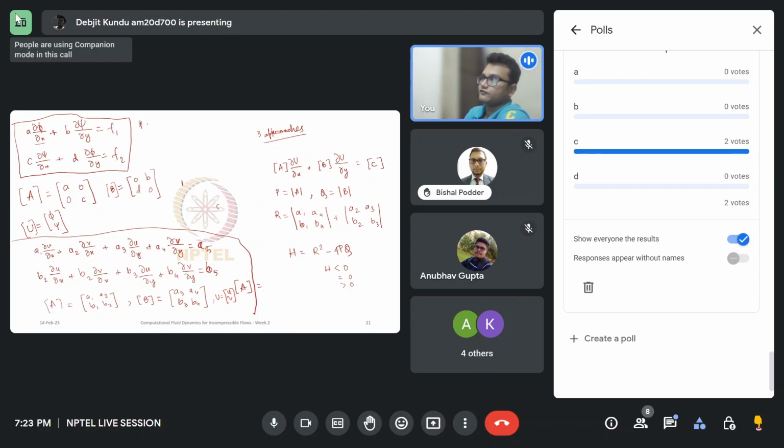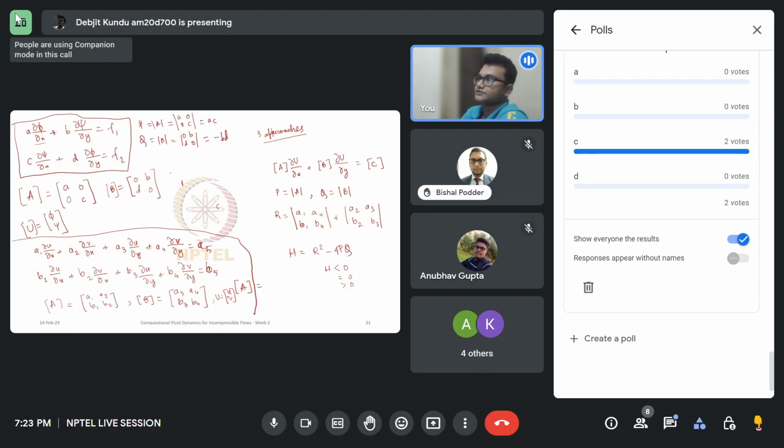Now if we try to find P and Q, P would be the determinant of this: A, 0, 0, C. So that would be AC. Similarly, Q would be equal to determinant of B. So 0, B, B, 0. So this would be 0 minus BD. Correct.